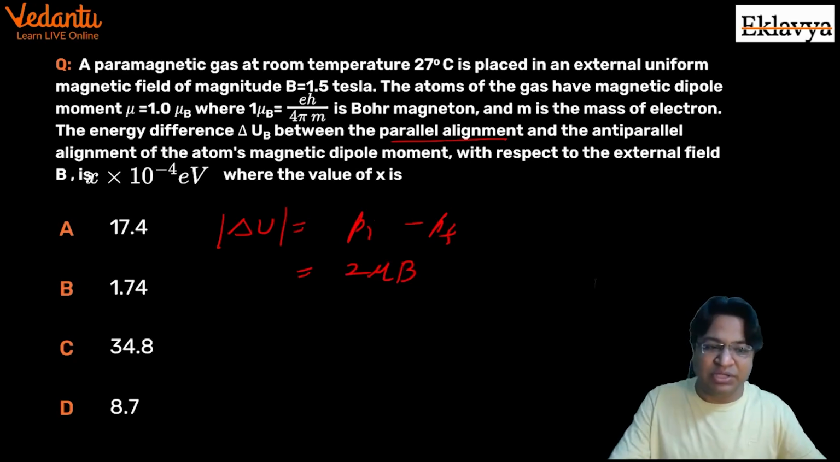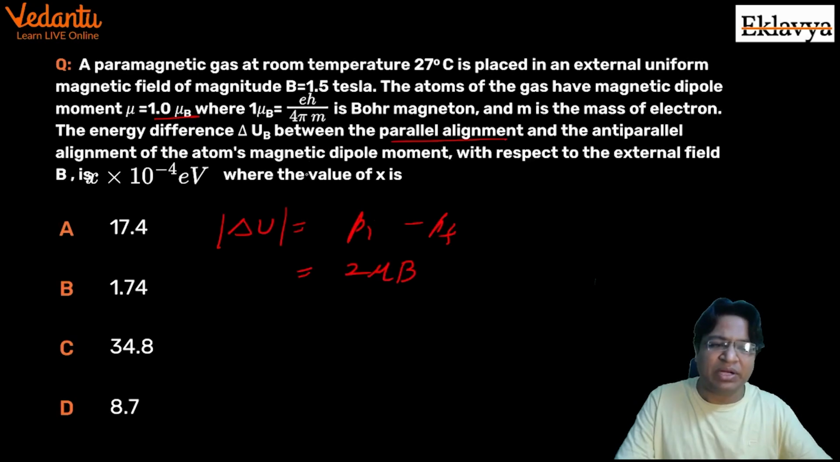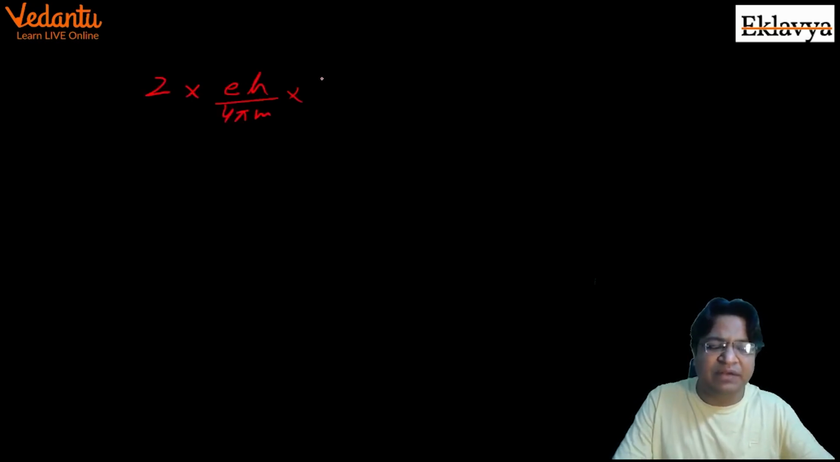So that is going to be the answer. Okay, so let's just do the calculation directly. So 2 times mu. Mu is given to be how much? The atoms of the gas have a magnetic dipole moment of 1 Bohr magneton, so it would become eh by 4 pi m, into the magnetic field. The magnetic field is given as 1.5 Tesla.